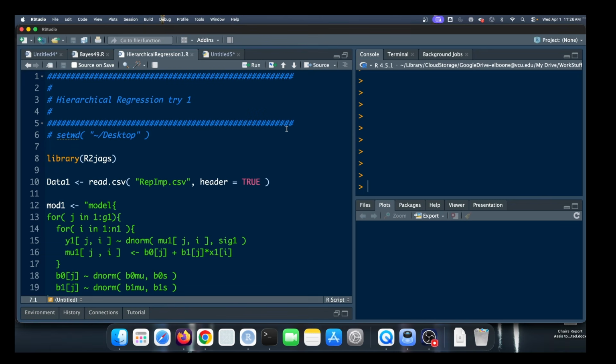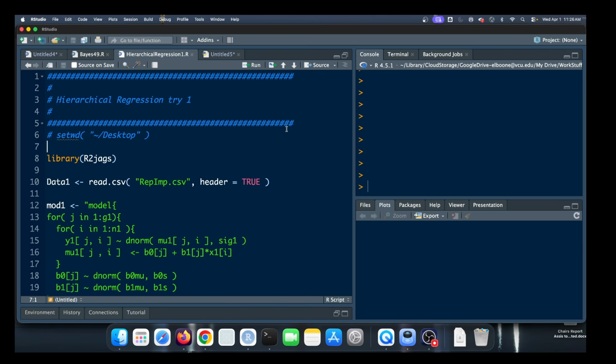All right, we're here in R, and this is a hierarchical regression, try one. And the reason I say it's try one is because we're going to look at the simpler version of the hierarchical regression where we don't have a covariate at the second level. This is to get you rolling on it. You'll notice that you have to structure your data differently for a hierarchical regression, so just be aware of that.